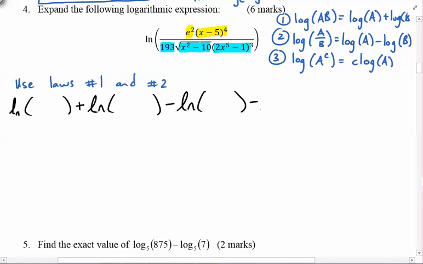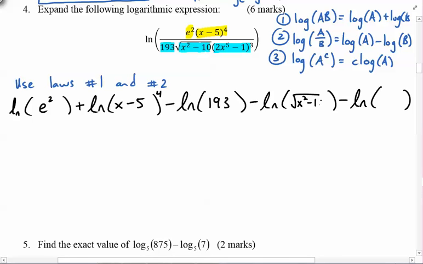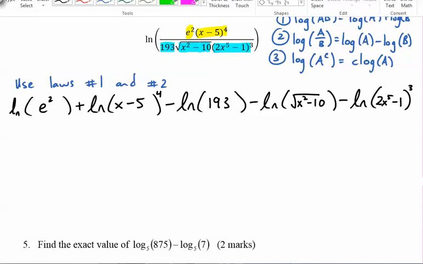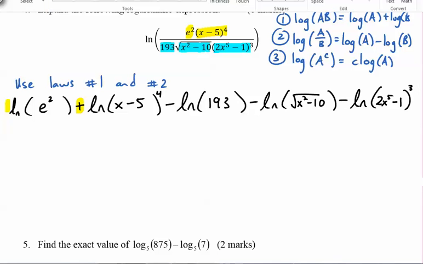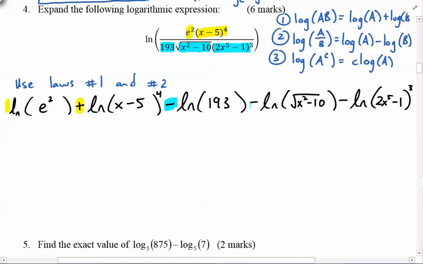Now anything that's on the top of your fraction is going to be positive because all those things are being multiplied. Anything that's on the bottom of the fraction is going to be negative because those things are being divided. Inside I write all my terms. Okay, so it's important to remember that the positive terms are on the top of the fraction. The negative logs are from the bottom of the fraction. This is how you can use laws 1 and 2 in one step.